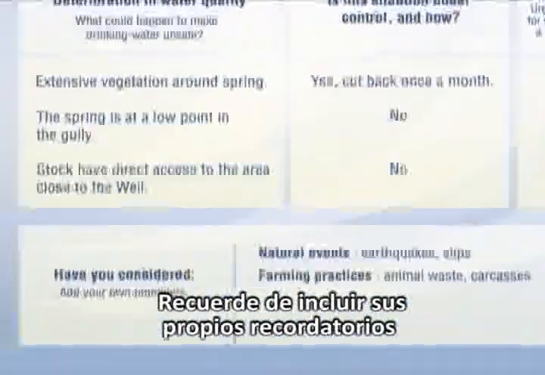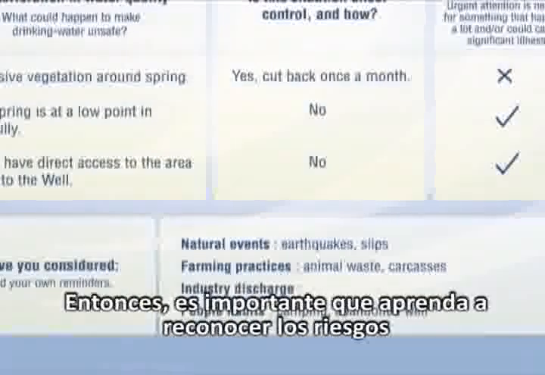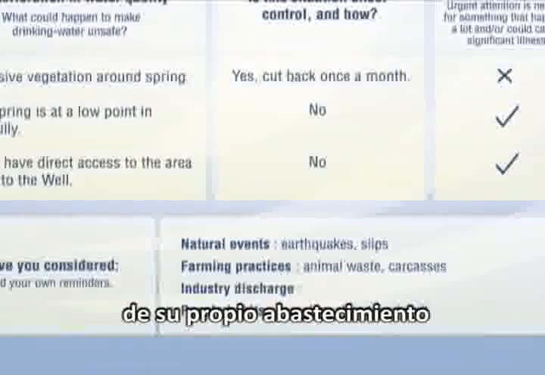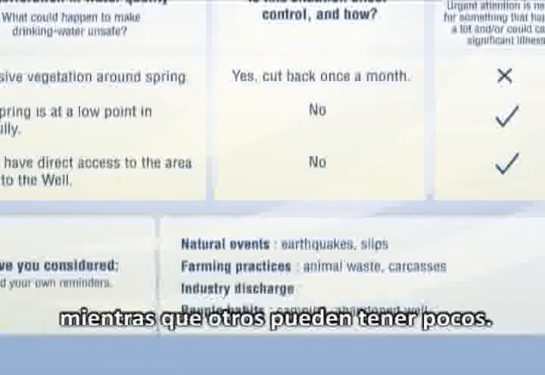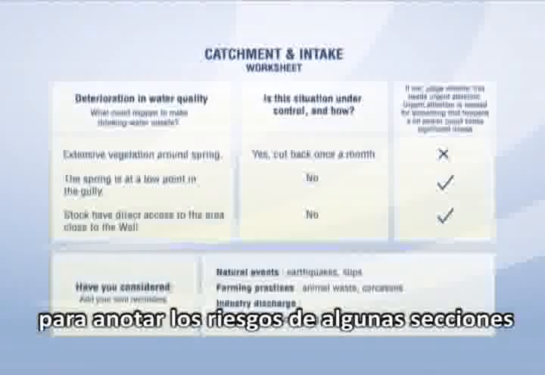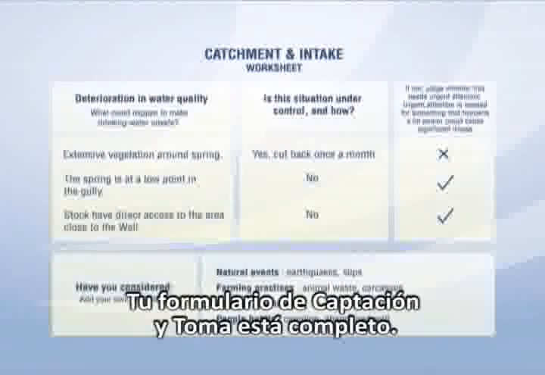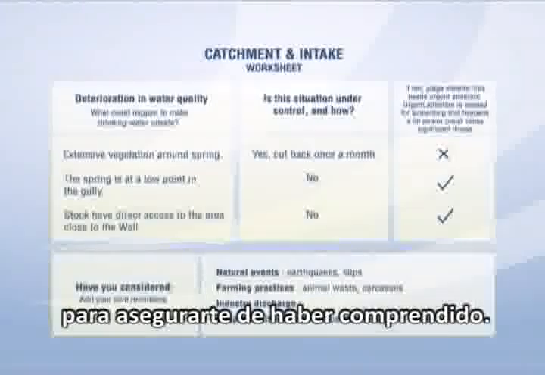Remember, add your own reminders. Every water supply is different, so it is important you learn to recognise risks with your own supply. Some supplies may have many potential risks, while others may have only a few. You may need to use a few worksheets to fill in the risks for some sections. Your catchment and intake worksheet is now complete. You may want to pause the video at this stage and look at your own worksheet to make sure you understand it.